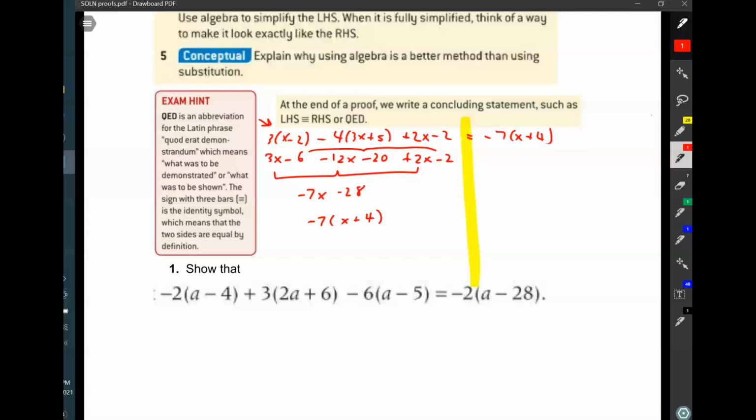And now we factor out negative 7, and it looks exactly like the right side. And now we could say QED, which means I proved what I set out to prove. Okay?